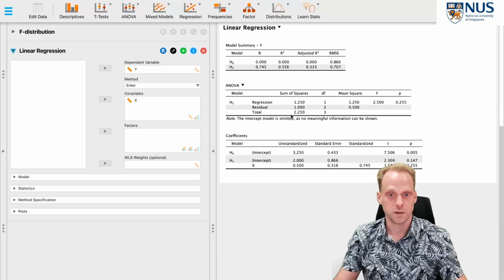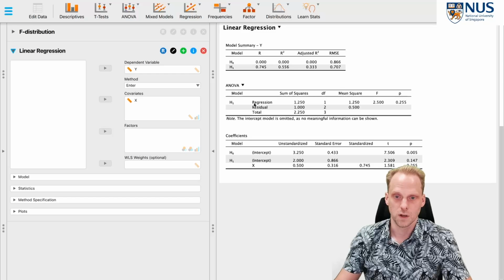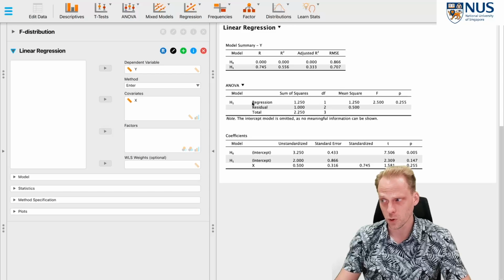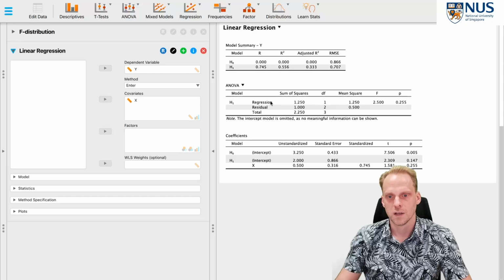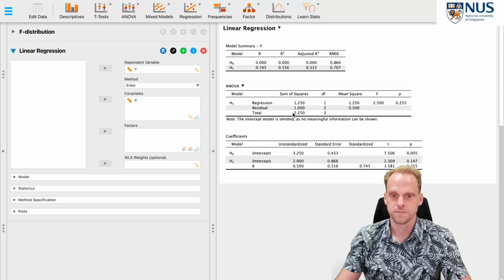So here we get all our information. We see here the regression sums of squares, 1.25. And this is a bit of a weird thing. They use regression, not model. I would use model because R is also for residual, but you see it sometimes in the output. So the model sums of squares, 1.25, the residual, 1, and the total sums of squares of 2.25. You see here that the total, so the total is of the null model, there's 3 degrees of freedom, and those are decomposed as 2 and 1.